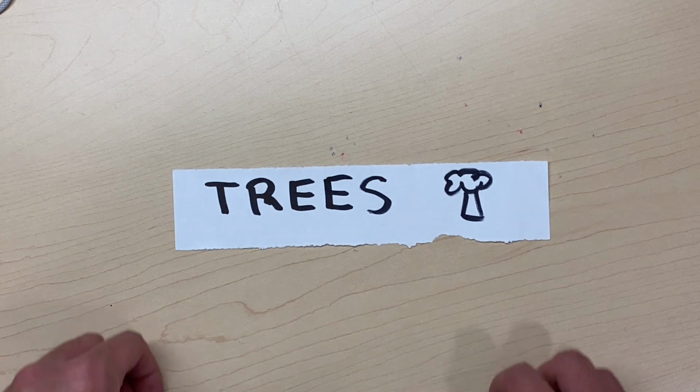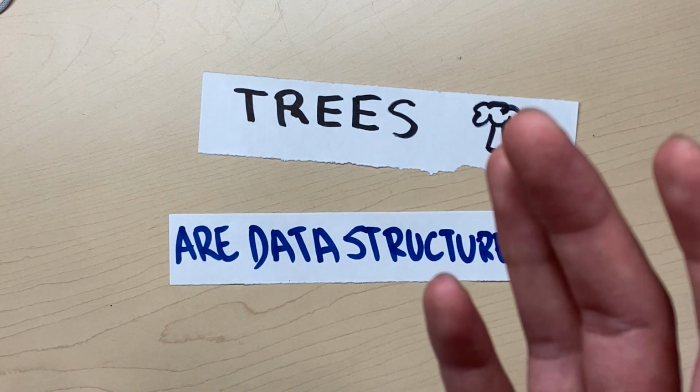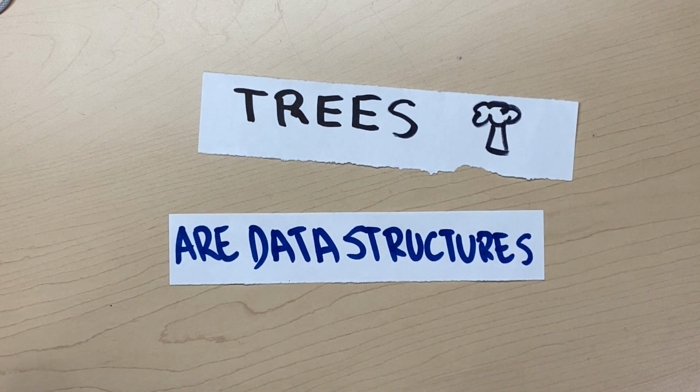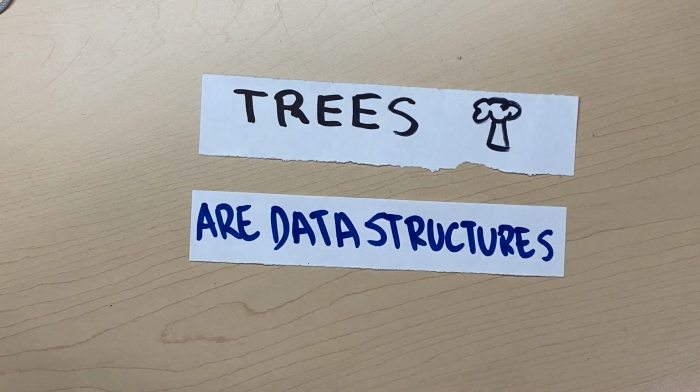A tree, or trees, are data structures. What that means is that we can use trees to store data, whether it be numbers, letters, etc. They're a way of storing data, just like linked lists and things such as that.